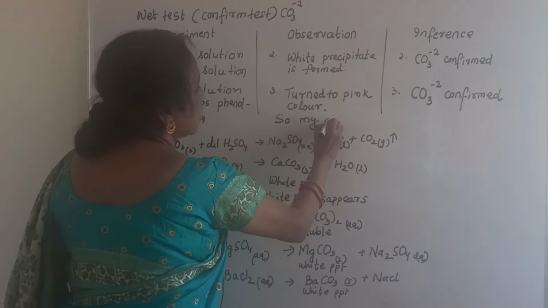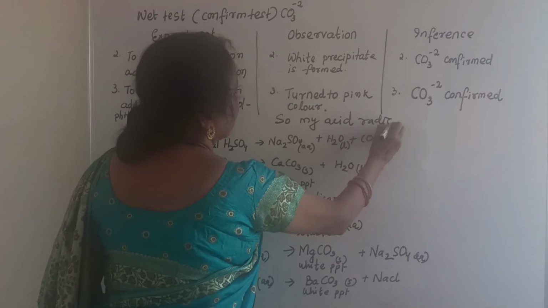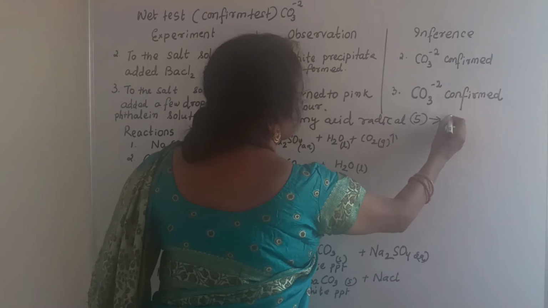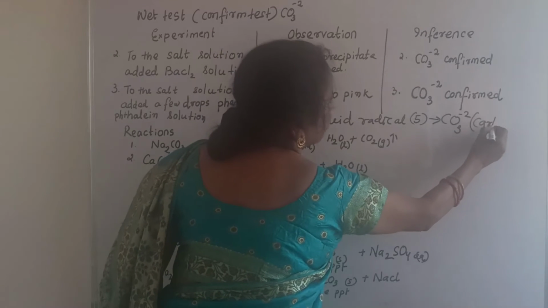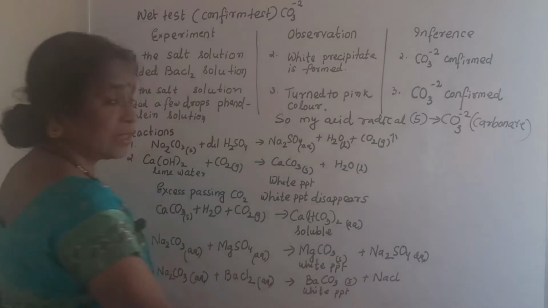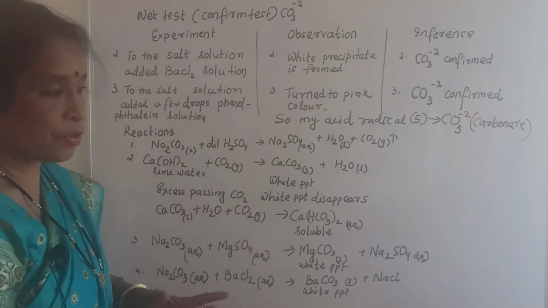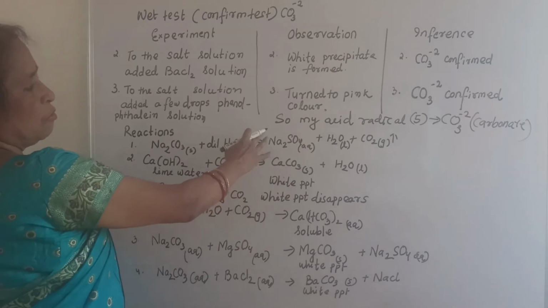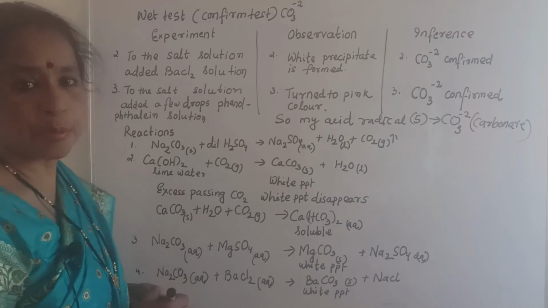my acid radical. Which packet is given? The acid radical packet is number 5, and what is that? Carbonate. You can write the spelling also, carbonate. That means here what to do? First you do the dry test, then the confirmatory test, then one should write, because you have proved it, my acid radical packet number 5 is carbonate.